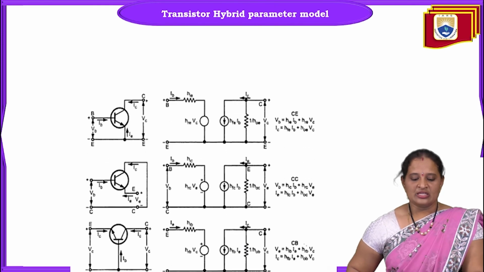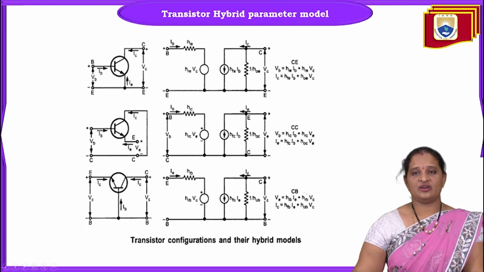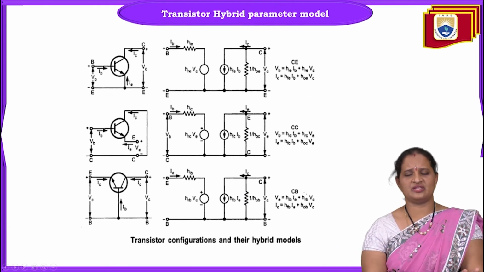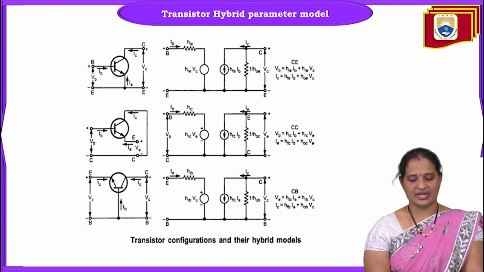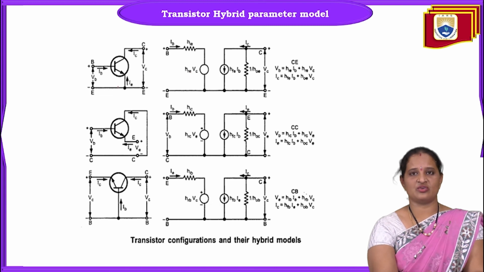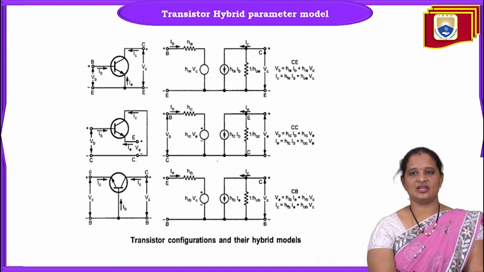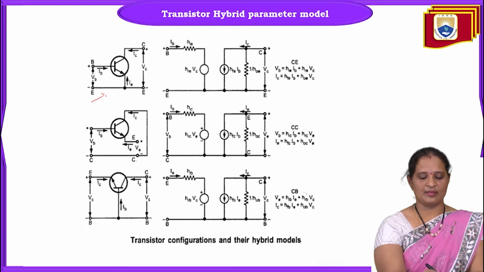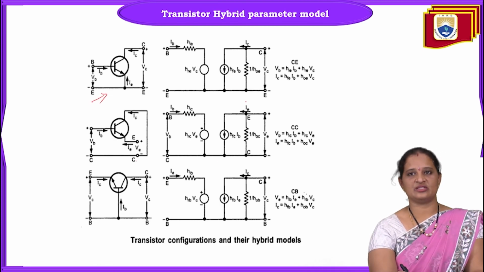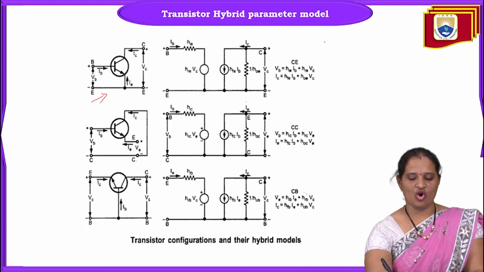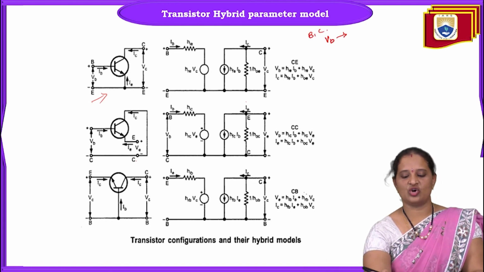Now these are the different configurations. There is not much difference whatever the configuration may be. We are only going to add one more subscript: e in the case of common emitter configuration, b in the case of common base, and c in the case of common collector. This is the common emitter configuration and its equivalent circuit. As we all know, in the common emitter configuration, the base is the input terminal and the collector is the output terminal.